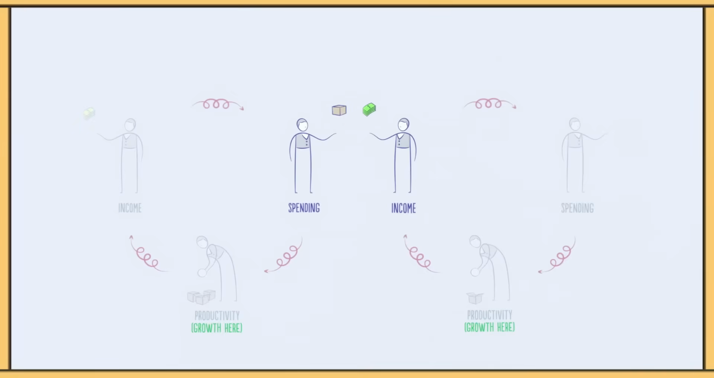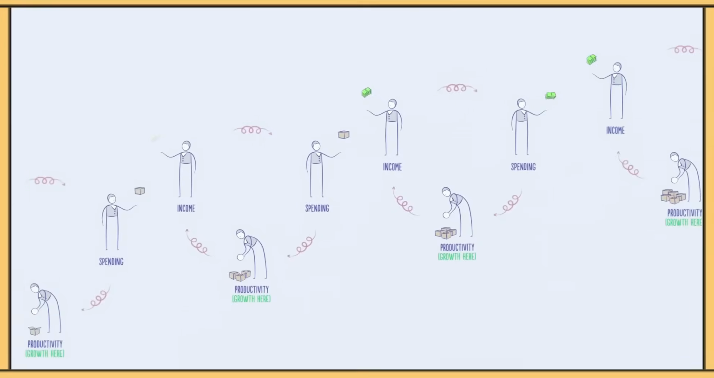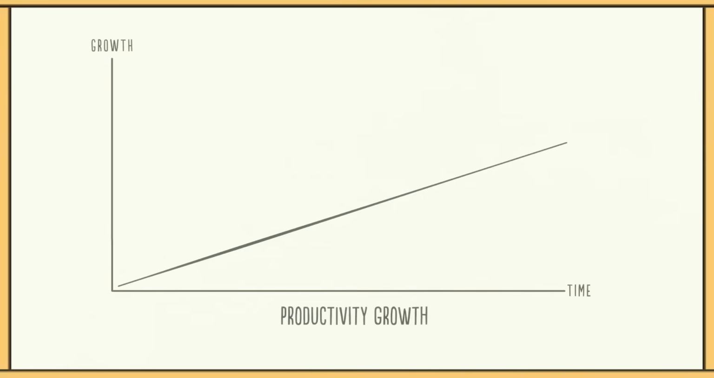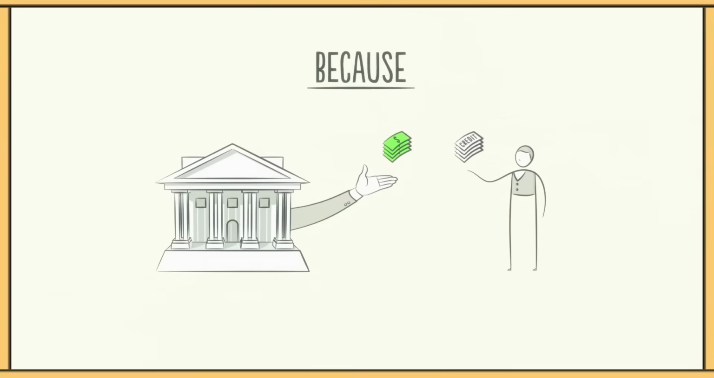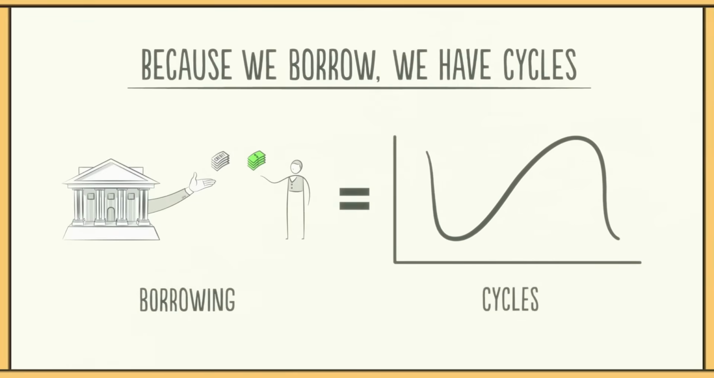If you add every transaction together in a country, you get the total spending. That total spending drives the entire economy. This is why when people spend more, the economy speeds up. When they spend less, it slows down.